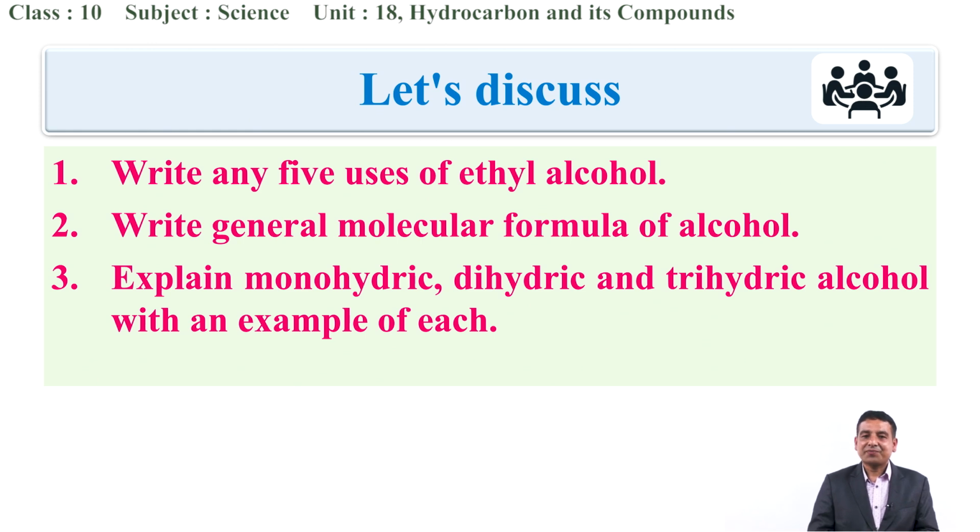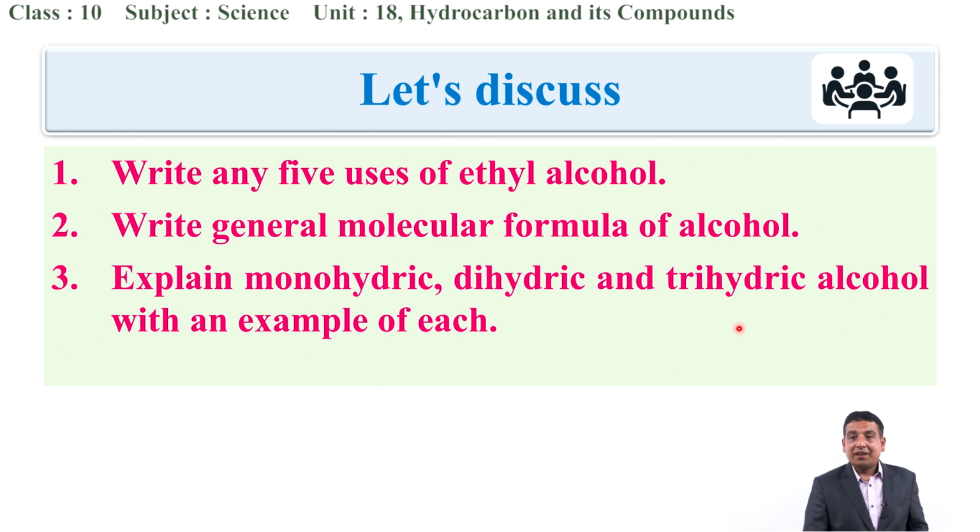Next question is, explain monohydric, dihydric and trihydric alcohol with an example of each. To write the answer of this question, you have to define these types of alcohol. What is the definition of monohydric, what is the definition of dihydric, as well as what is the definition of trihydric alcohol. You have to define it first. Then you can give examples of it. Moreover, you can give some uses of these alcohols too, so that it beautifies your answers.